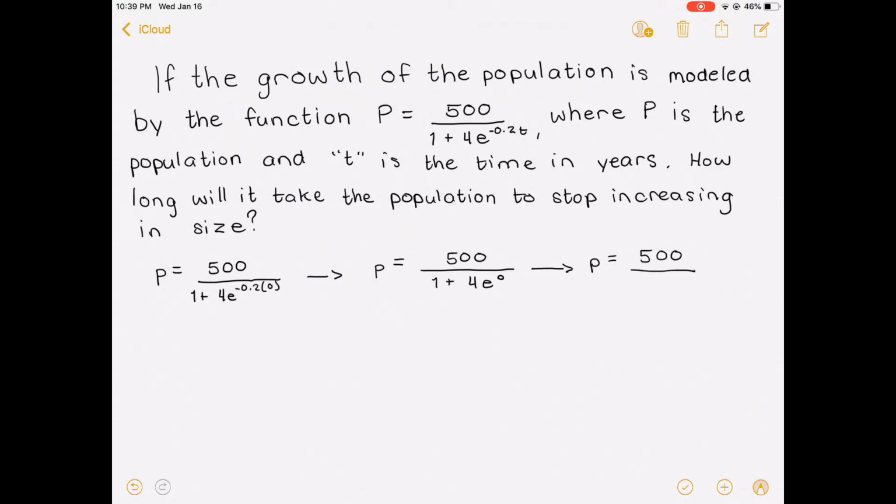And now, we know that e to the exponent of 0, using the zero exponent law, means anything to the exponent of 0 is equal to 1. So 4 times 1 is equal to 4. So this is our simplified function. Now let's simplify it even more. 500 divided by 1 plus 4, and 1 plus 4 you can make into 5. And now 500 divided by 5, and then you can simplify it even more to get 100. And that is our initial population.